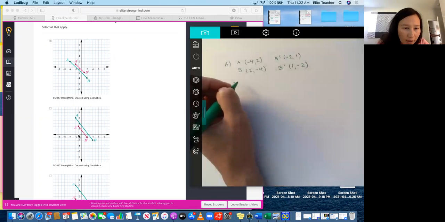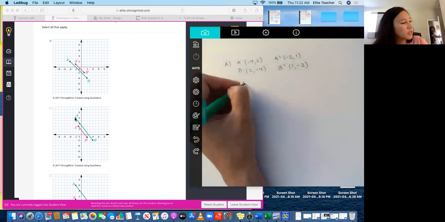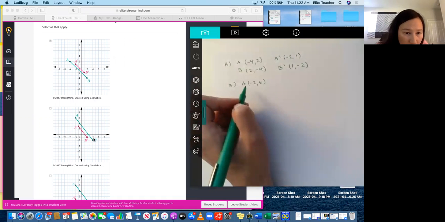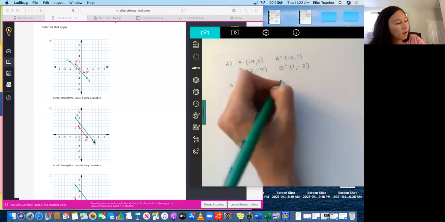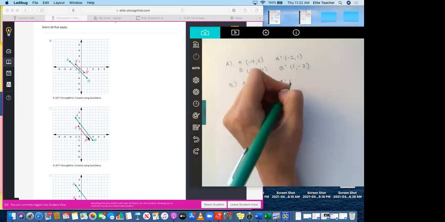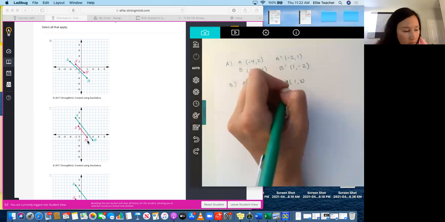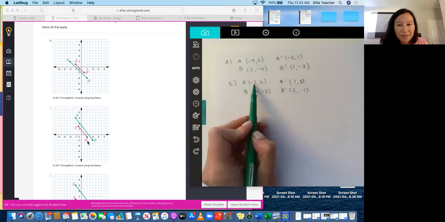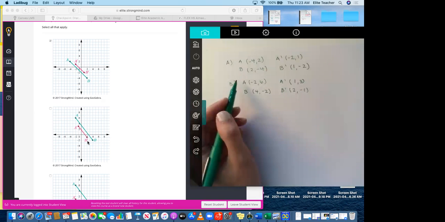So let's look at the second graph. We'll list the points again. We have -2, 6 and 4, -2. And then we have 1, 3 and 2, -1. So is half of -2 equal to 1? Nope. So then we know it's not this one.